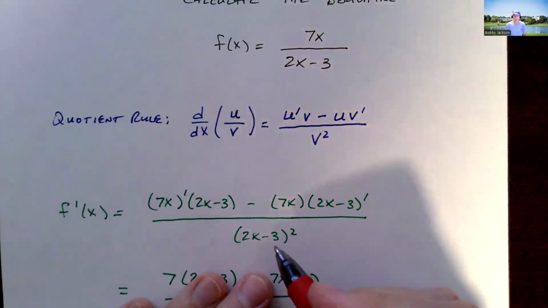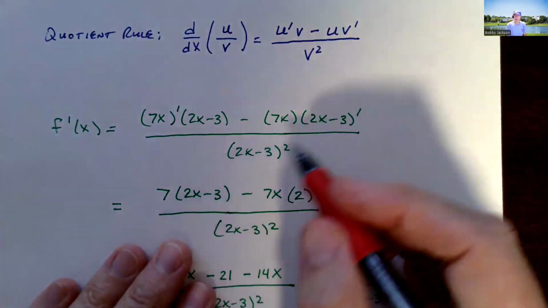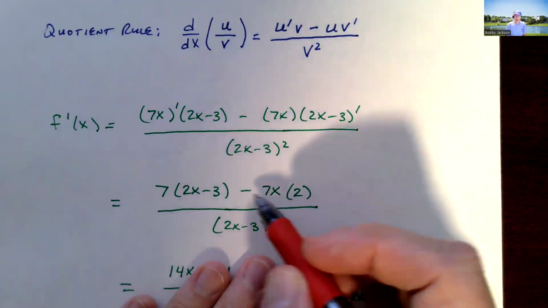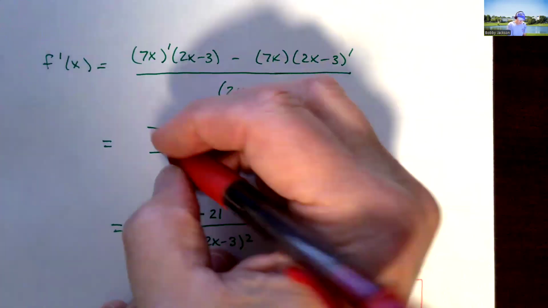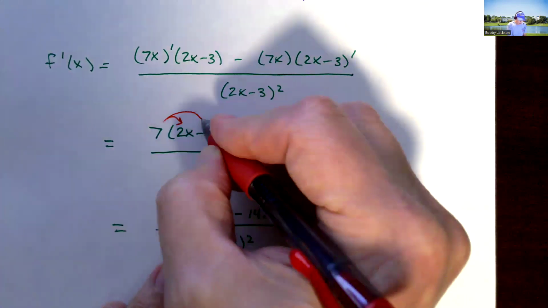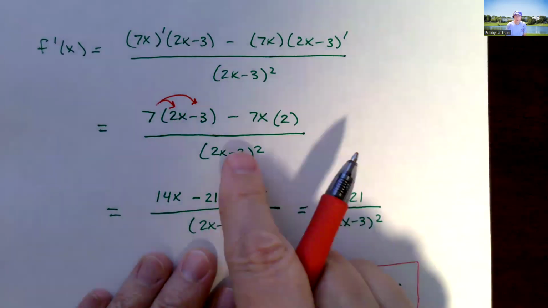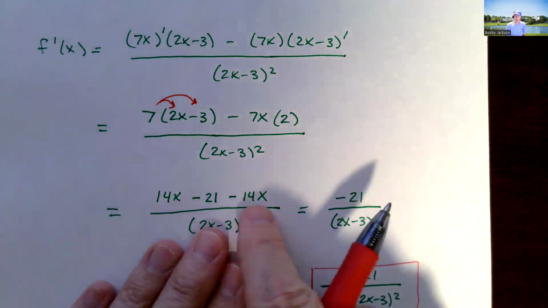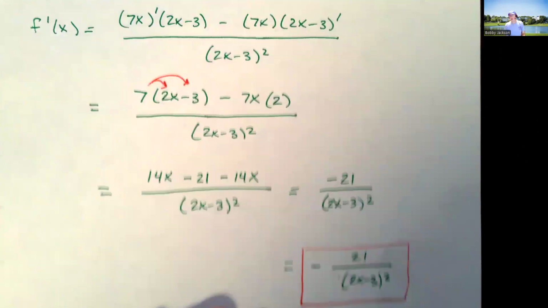Now, what is the derivative of 7x? The answer, that's 7. What's the derivative of 2x minus 3? The answer, that's 2. Now, up top, we can do a little cleaning up here. Distribute this 7 through. So I get 7 times 2x is 14x, 7 times 3 is 21, and then minus 7 times 2, minus 14x. So clearly, when we simplify 14x minus 14x, we're just left with a negative 21. And that would be the way I would write it.